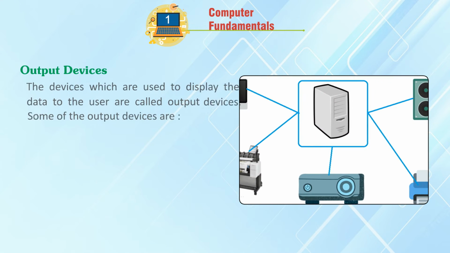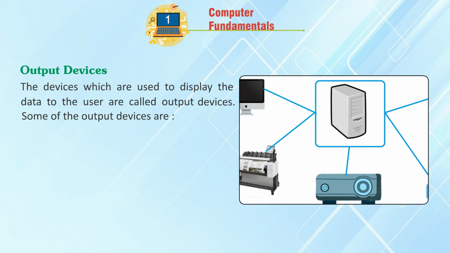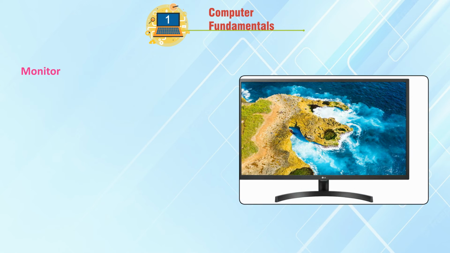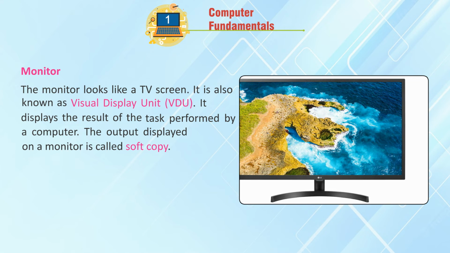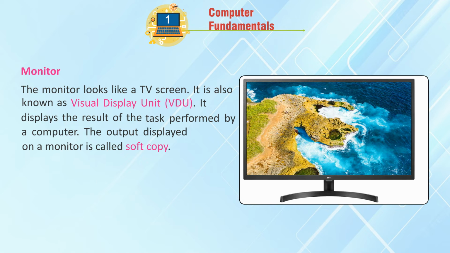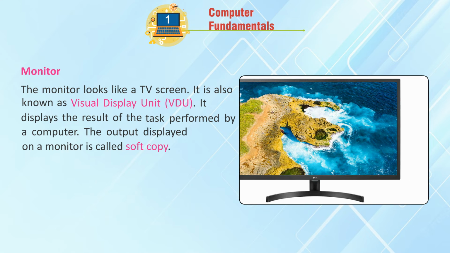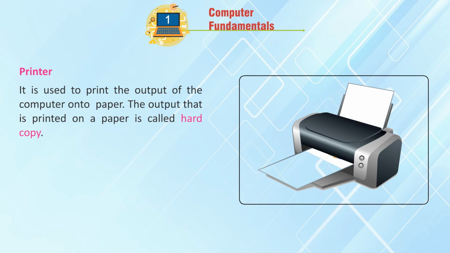Output devices. The devices which are used to display the data to the user are called output devices. Some of the output devices are monitor. The monitor looks like a TV screen. It is also known as visual display unit. It displays the result of the task performed by a computer. The output displayed on a monitor is called soft copy. Printer. It is used to print the output of the computer onto paper. The output that is printed on a paper is called hard copy.